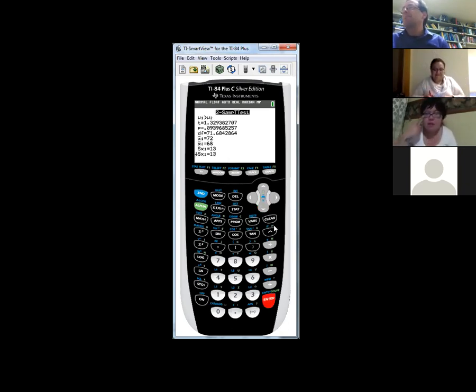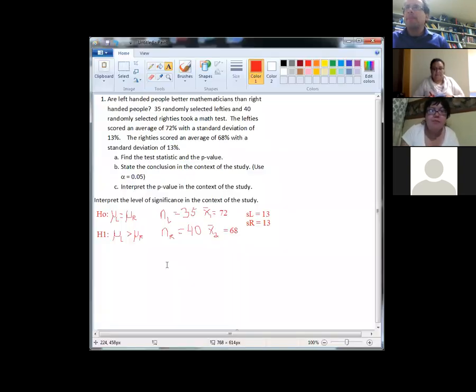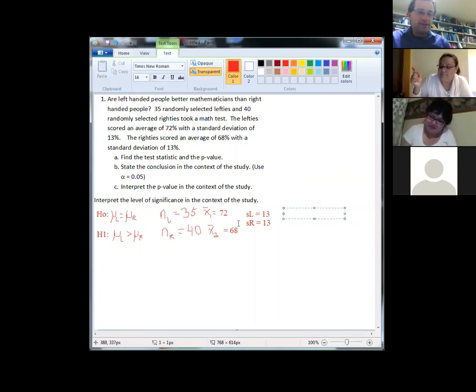You hit calculate, and it gives the stuff we need. It gives a test statistic, which is about 1.3. The p-value is about 0.09. Any questions on that? Those are the main things you need to know. Now I can go back to my writing board. And let me remind you, P was 0.09 because that's what we need.